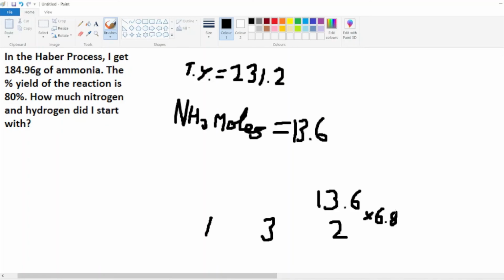13.6. If you've drawn the ammonia balanced symbol equation out, you'll know that the mole ratio is 1 nitrogen to 3 hydrogen to 2 ammonia. We have our number of moles of ammonia, and then we need to find out our multiplier, because obviously it's a ratio. So this times 6.8 gives us 13.6, so we times the others by 6.8.